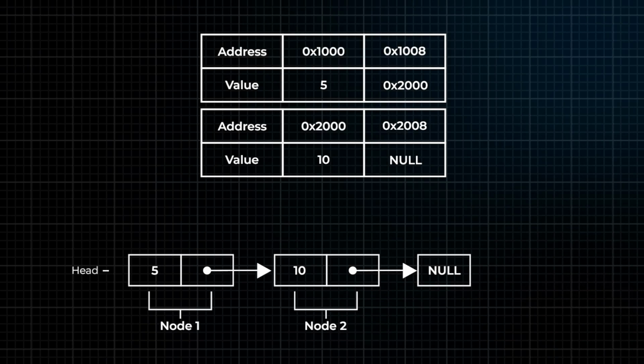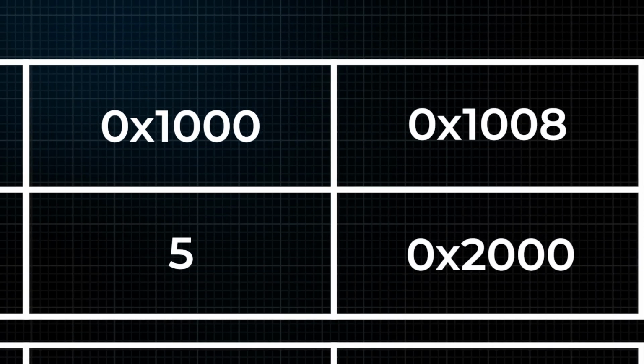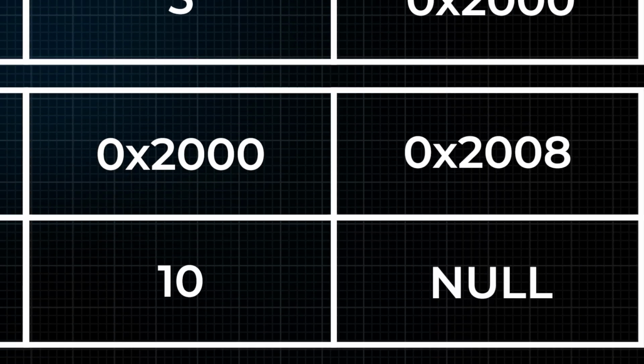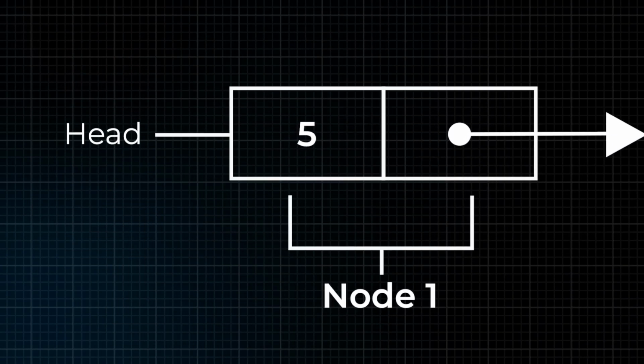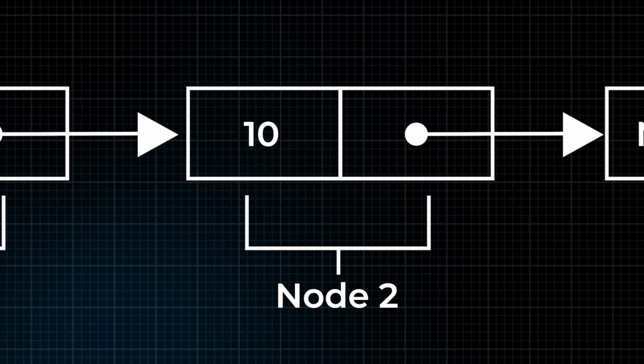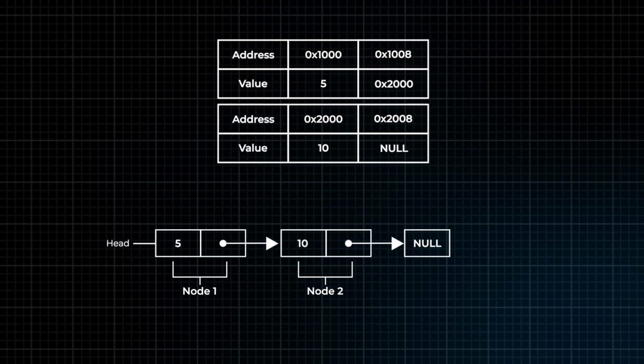Now, let's say you want to find the next value after 5. The program can look into the memory address stored in node 1's pointer. It will find the address of node 2 and can immediately access node 2's value, which is 10. By updating the pointer in node 1, you create a link to node 2, forming a chain that is the essence of linked lists.